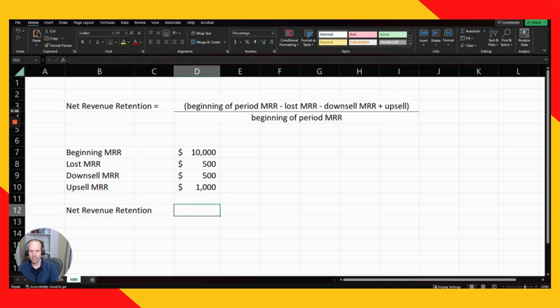So how does this formula work? Well, it's the beginning of period MRR minus your lost MRR, minus your downsell MRR, plus your upsell MRR, divided by your beginning of period MRR. And so that gives you a net revenue retention of 100%.